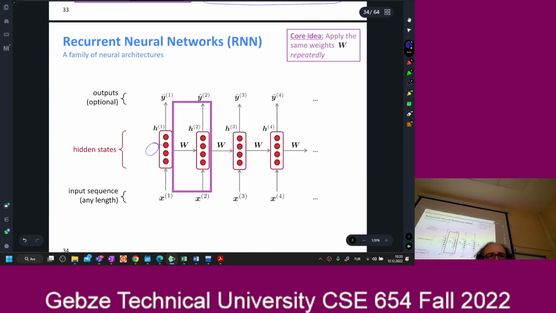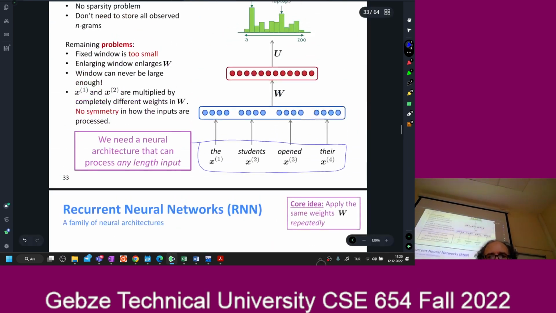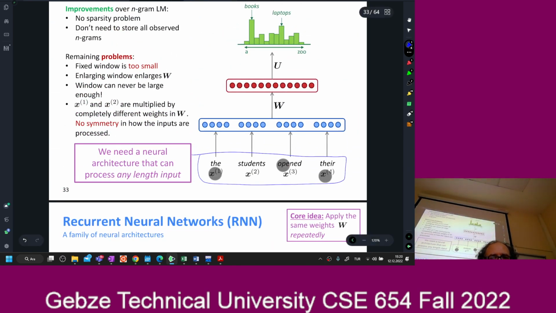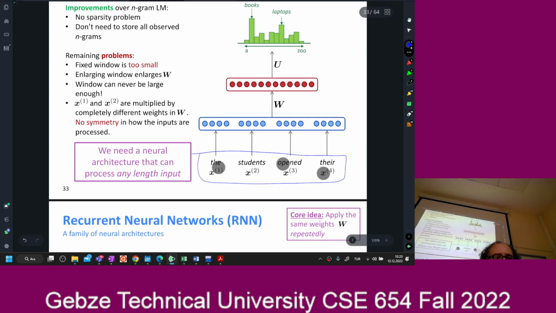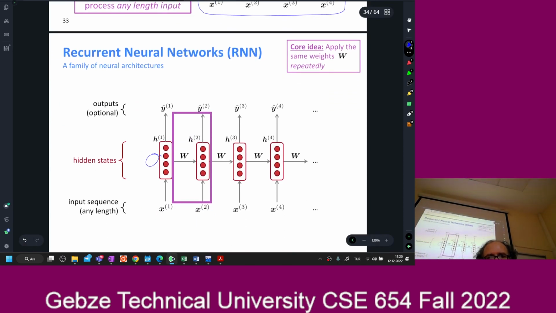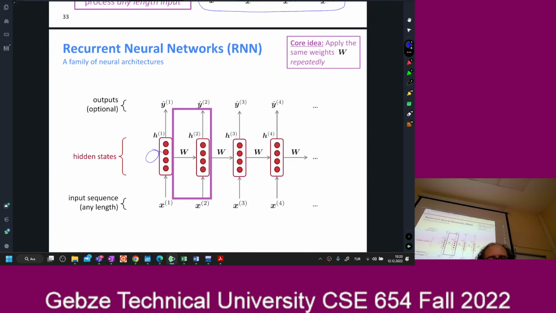The solution is recurrent neural network. That's what we are going to do. The core idea is to apply the same weights repeatedly over and over again. So remember, if I input this, it's going to give me an output, right? Next time I shift my words to the left and give another word just after this one and ask for the results back. So repeatedly, the same weights are applied over and over again.